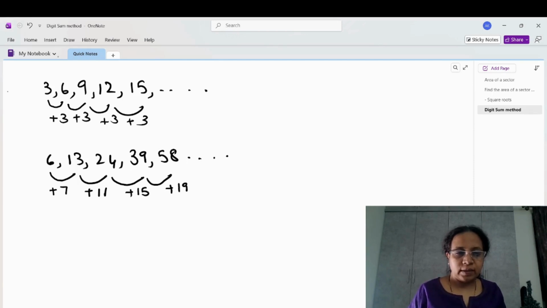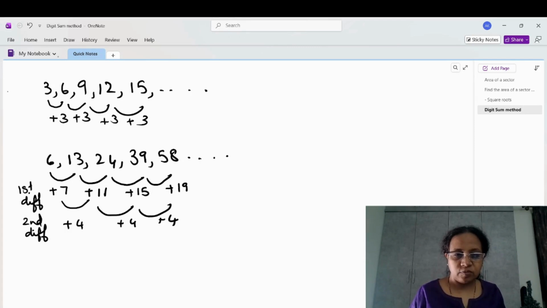How do we find the nth term of this sequence? This sequence is called a quadratic sequence. So we call this the first difference. Let's find the second difference, that is the difference between the differences. So the difference between 7 and 11 is 4. The difference between 11 and 15 is 4. The difference between the successive terms is 4. So that is the second difference.